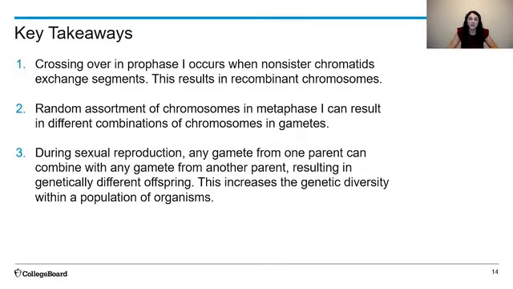Random assortment of chromosomes in metaphase 1 can result in different combinations of chromosomes that end up in those gametes. And during sexual reproduction, any gamete from one parent can combine with any gamete from another parent, and that results in genetically different offspring. This increases the genetic diversity within a population of organisms.